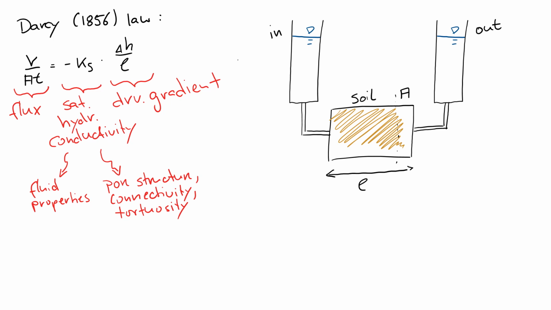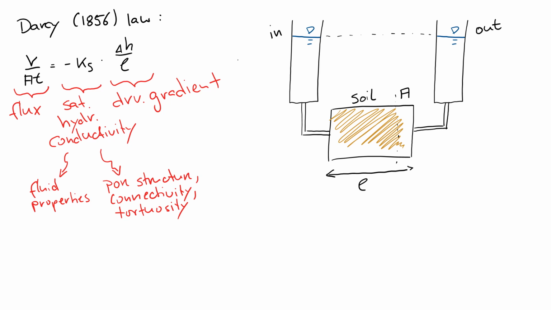That is because we would have no driving gradient. The change in height over the length of column, as implied in Darcy's law here, would be zero because both of these are at the same height. So delta H would be zero.